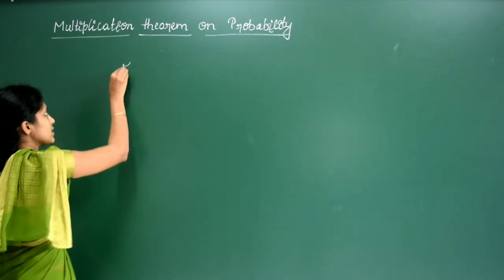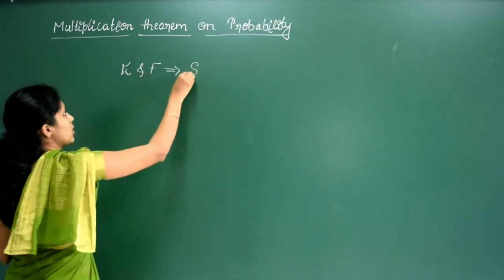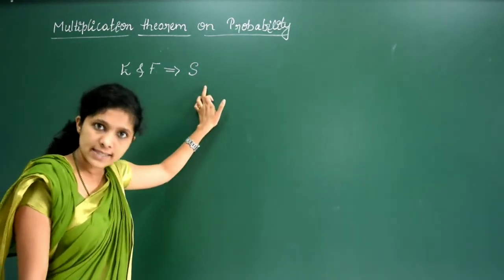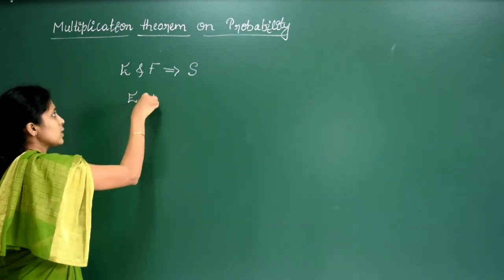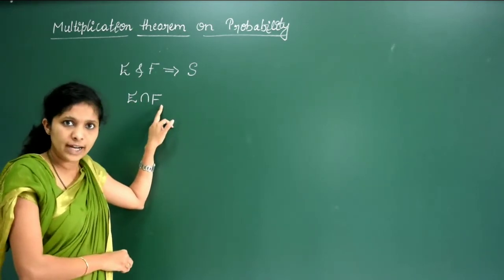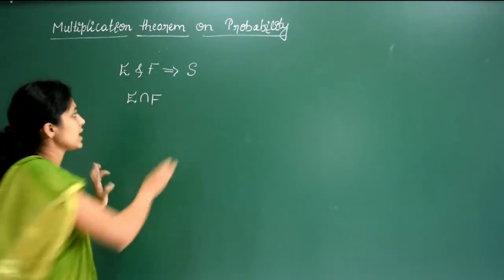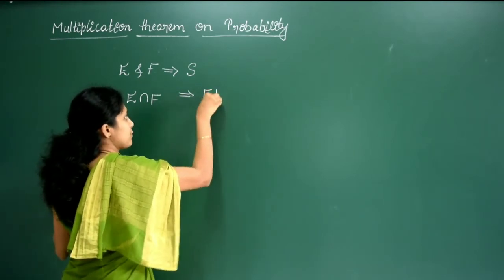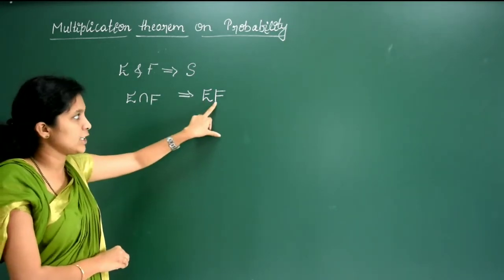If I consider two events E and F associated with the sample space S, E and F are the two events, those are subsets of a sample space S. Then E intersection F is nothing but the elements which belong to both the events E and F. That is called E intersection F. We will notate this as E intersection F, which can also be written as EF. Is it clear? EF is nothing but E intersection F, the product of E and F.